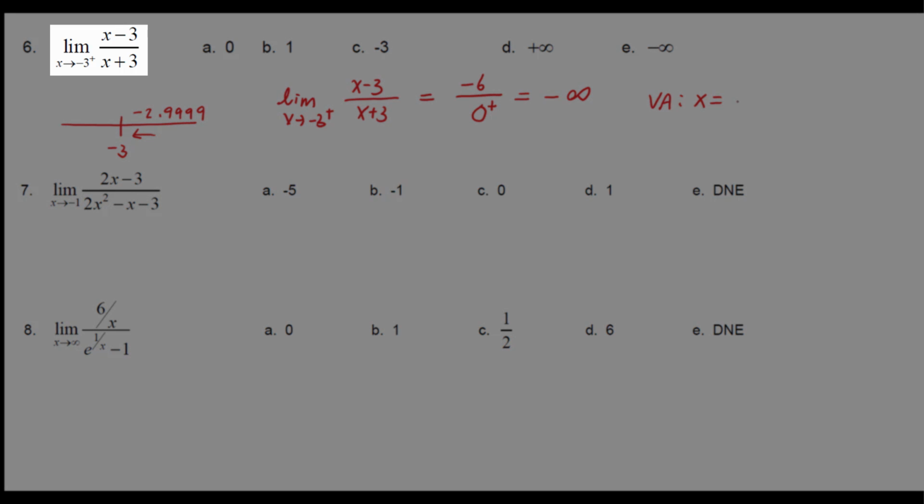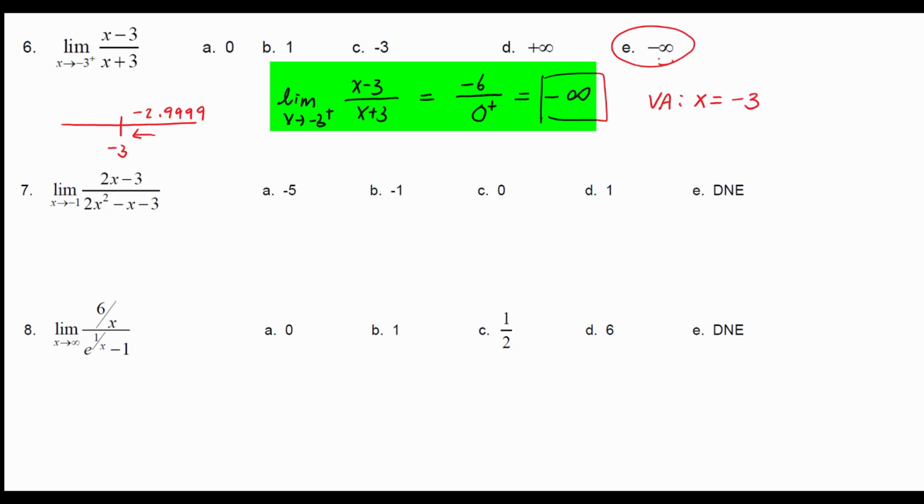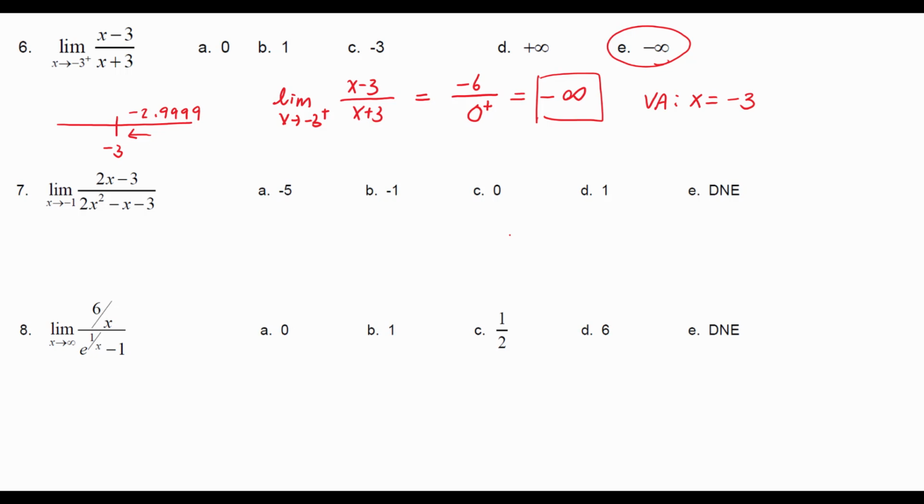You were asked to get the one-sided limit of this function as x approaches negative 3 from the right. So the answer is negative infinity, E. Number 7. Limit as x approaches negative 1 of 2x minus 3 over 2x squared minus x minus 3.